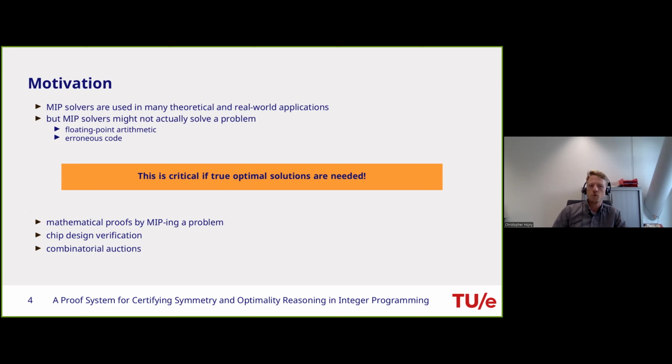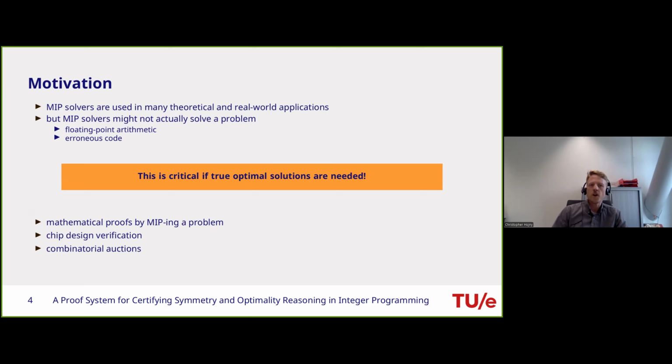So for instance, suppose you want to prove a mathematical statement, and you want to do this by translating your mathematical problem into a mixed integer program, and then verifying that this MIP does not have a feasible solution. Then your code better should be correct, because otherwise the proof for the mathematical theorem that you provide is wrong. But there also exist some practical applications, for instance, in the verification of computer chips, where you want to solve a mixed integer program to verify that the chip is functioning as expected, or also because of legal requirements, for instance, in the context of combinatorial auctions, you're required to find true optimal solutions.